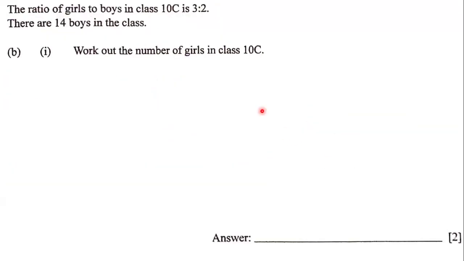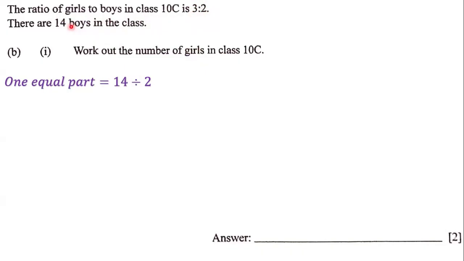Next, they said that the ratio of girls to boys in class 10C is 3:2. There are 14 boys in the class. Work out the number of girls in class 10C. And so for this one, we need to figure out what is one equal part. We take the total number of boys in the class and we divide it by 2. The reason why we divide it by 2 is because the number of boys accounts for 2 equal parts, because girls accounts for 3 equal parts, but boys accounts for 2 equal parts.